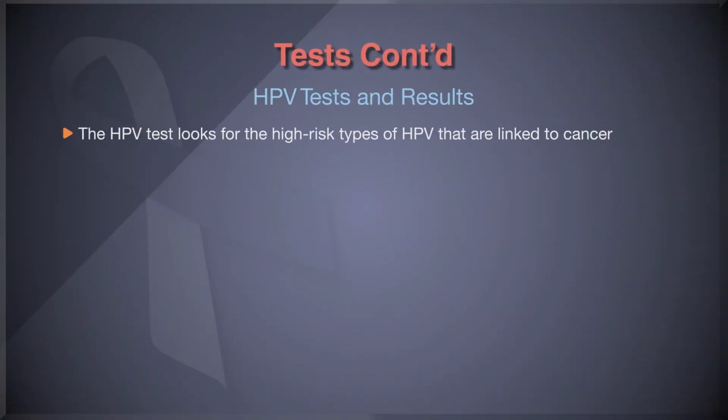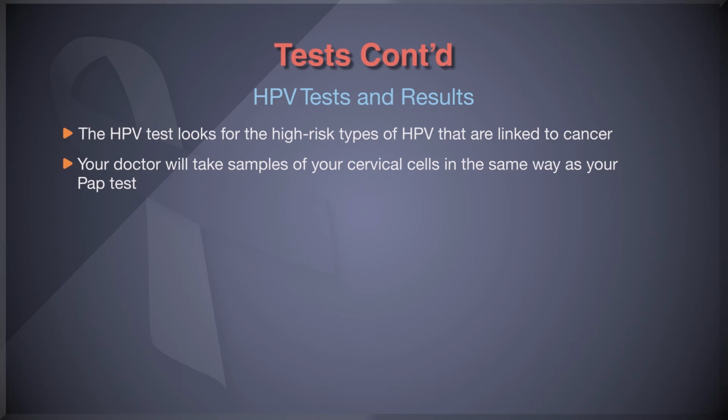The HPV test looks for the high-risk types of HPV that are linked to cancer. Your doctor will take samples of your cervical cells in the same way as your Pap test and send them to a lab. Your test results will be either negative or positive. Negative means that you do not have a type of HPV that causes cancer. Talk to your doctor about when you should schedule your next HPV test.